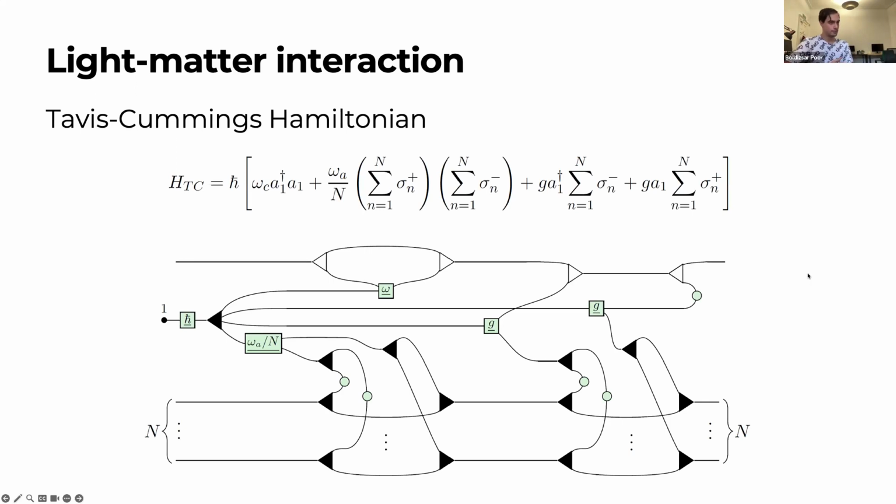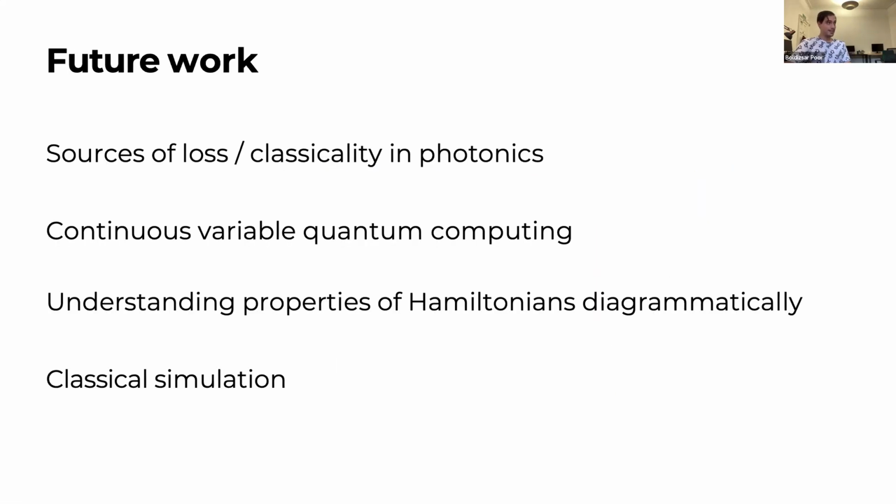And there are generalizations of the Jaynes-Cummings. This is called the Tavis-Cummings Hamiltonian, where you have any number of modes with the following relations. And this is it. So what I quickly want to mention here is what kind of future work we have in mind. One of the interesting things we started looking into is how do you express and how do you reason about sources of loss and classicality in photonics.